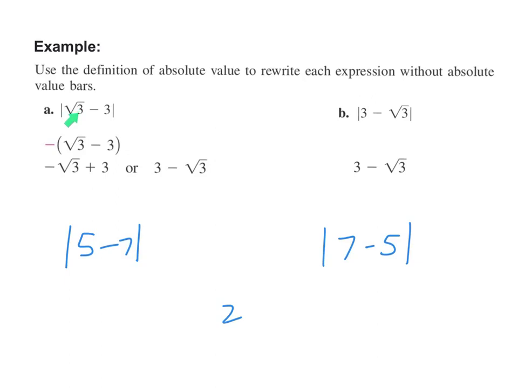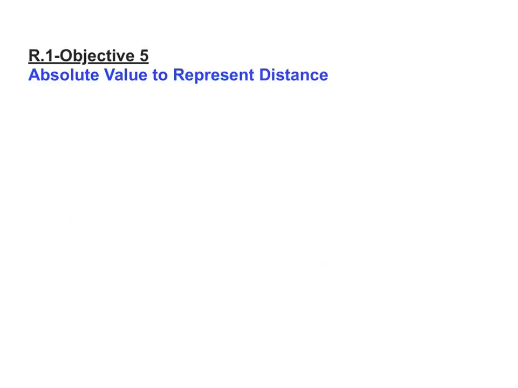And maybe the question is, is this number here, square root of 3, bigger than 3? And if it's not, then you know you get a negative. Okay, just number sense stuff there. Okay, so that's the first kind of thing with expressions. Now let's talk about distance. We talked about absolute value as it relates to distance from 0 on a number line.